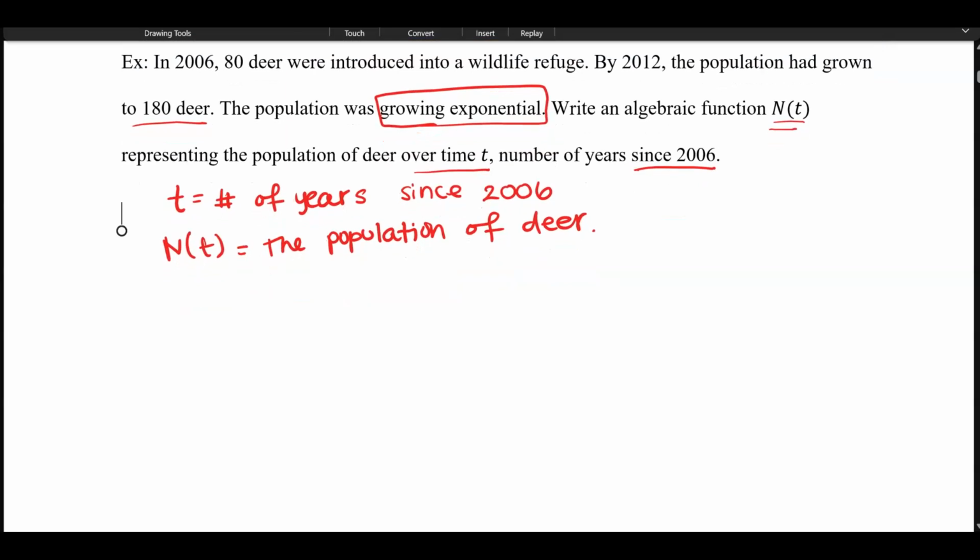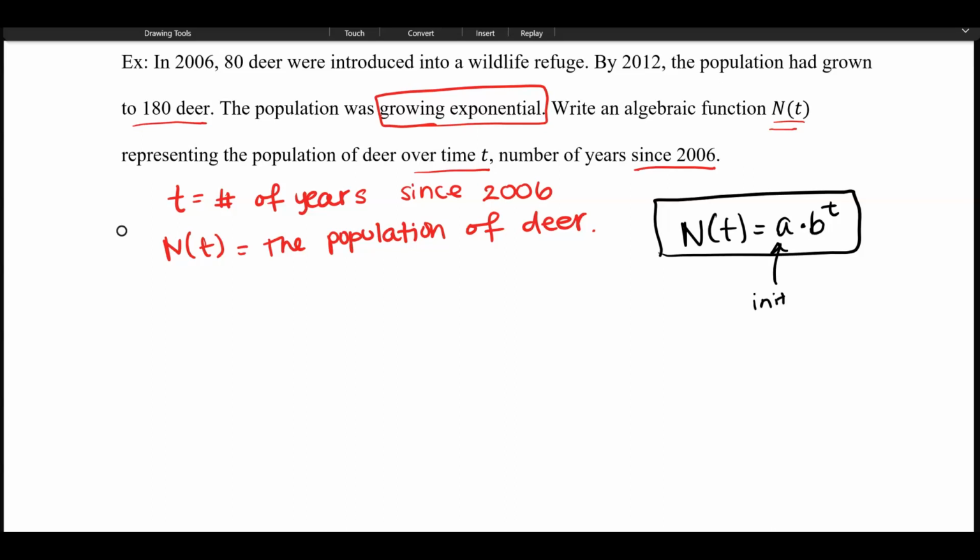So we're going to set this up because we know it's an exponential function. This is going to tell us that we are going to have something that looks like n of t is going to equal a times b to the t power. All right, so this is what we want to find. Okay. Now, a, remember, a is our initial value.